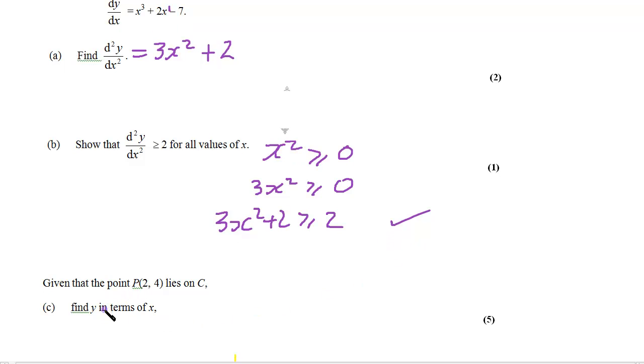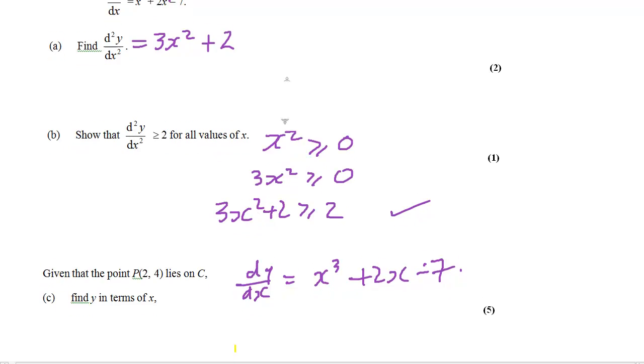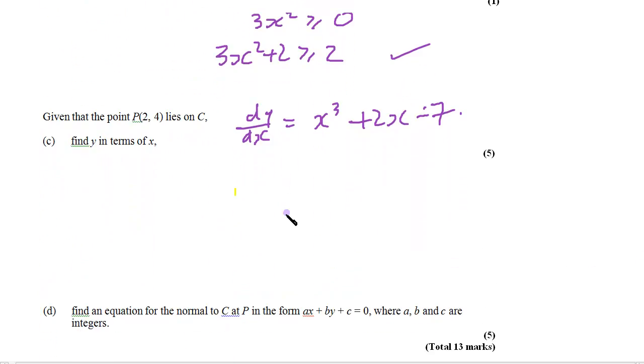Now we're going to try and find y in terms of x, given that we know that (2, 4) lies on the line C. Well, we have dy/dx, so we're going to reverse this dy/dx. So we're going to reverse differentiate to try and see if we can find what y should be. So let's have a go at doing that. So let's just try and work out what y is.